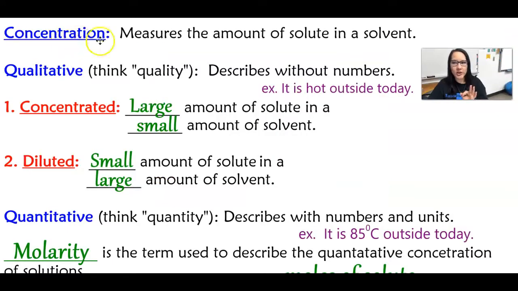So concentration, it's a measure of the amount of solute in a solvent. If you think about it qualitatively, so describe it without numbers, then, for example, it's a hot day outside. That's a qualitative observation. So if you have a concentrated solution, you have a large amount of solute and a small amount of solvent. If you have a diluted solution, very watered down, you have a small amount of solute and a large amount of solvent.